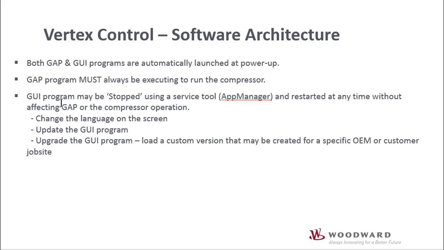The GAP and GUI applications both get launched at power up. The GAP application is required to be running in order to operate the compressor. The GUI program can be stopped using a Woodward service tool called App Manager, and this does not affect the actual control of the compressor at all. So a GUI can be updated while the unit is online. This can be done to change the language on the screen. You can make an update to the GUI program, so maybe you want to add some custom logos or something specific to a site. That can be done here without actually bringing the unit down.